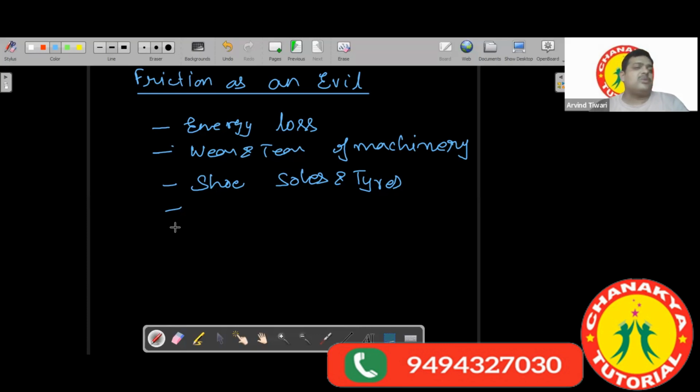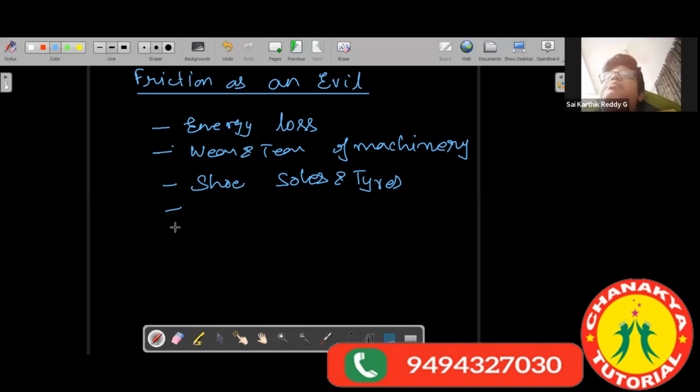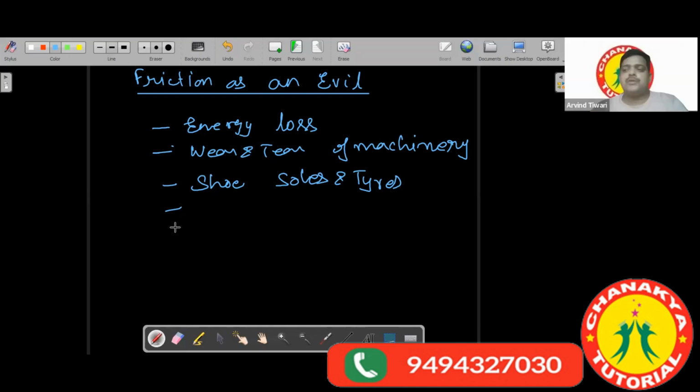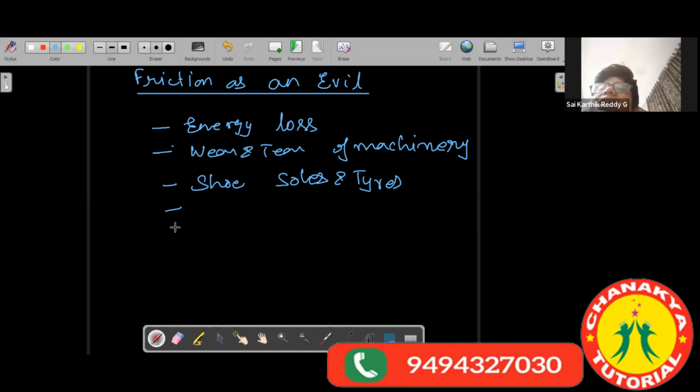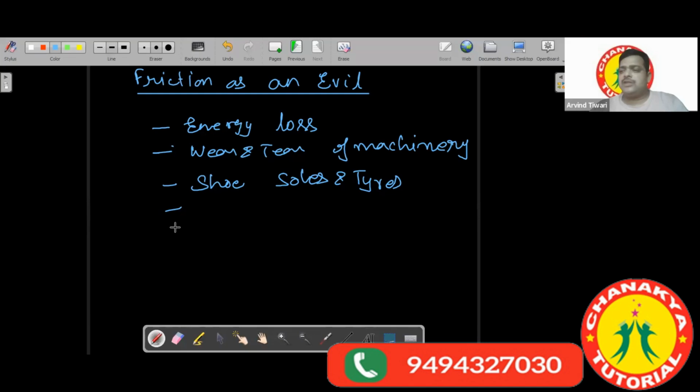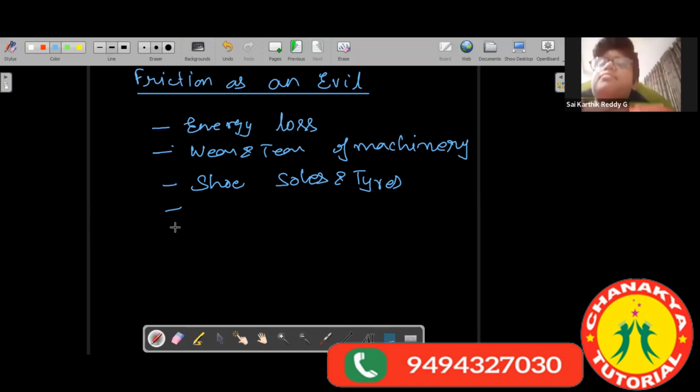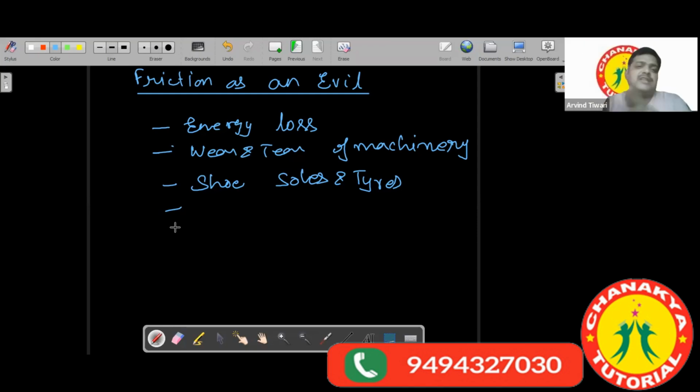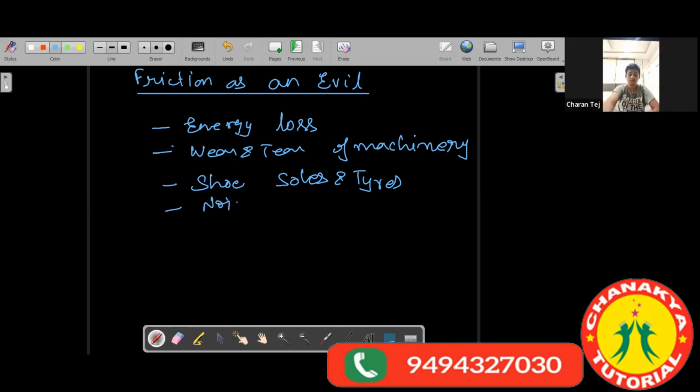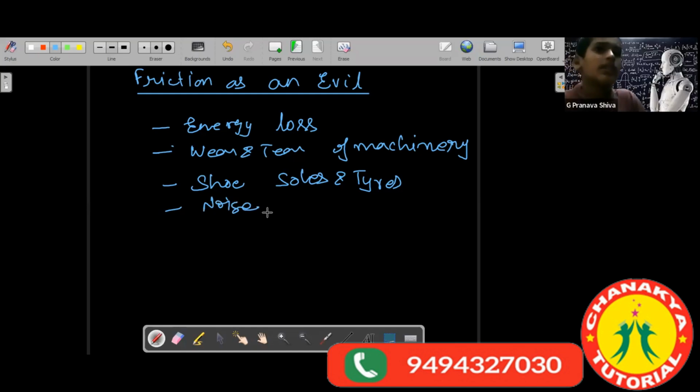No one can stop you. Losing grip of tires, like any rubber material, is because of friction only. Machines make sound because of friction, and that's energy loss. Machine sounds. It even produces heat. It can make us slip. It can make us hurt.